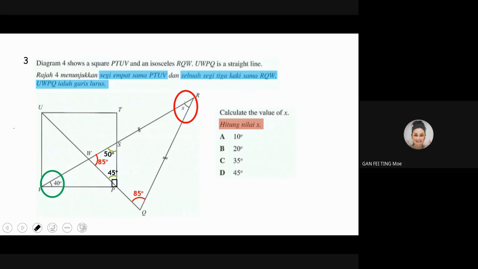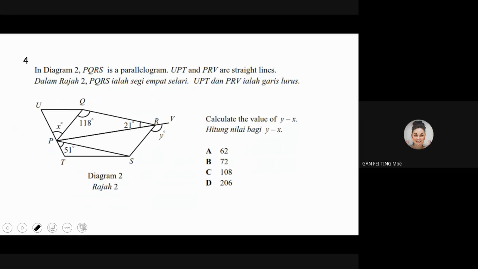Okay, then I continue to the next question. This is another question, Diagram 2, and this is all past year questions. PQRS is a parallelogram. So the keyword here is parallelogram. Segi empat selari. I highlight in BM because this should be a program under Rancangan TV, but I didn't manage to go. UPT and RPRV are straight lines.